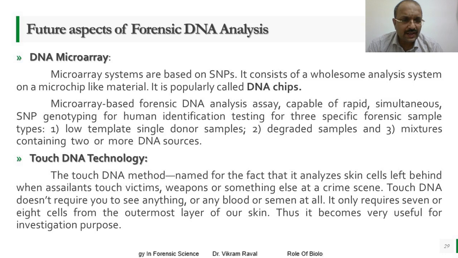Microarray based forensic DNA analysis and assays are capable of being a very rapid test. Simultaneously, many samples can be analyzed. SNP genotyping for human identification is used for 3 specific forensic sample types: low template single donor samples, degraded samples, and mixtures containing more than 2 DNA sources. These 3 types of samples can be obtained from various crime scenes, and DNA microarray based techniques help us in solving cases with all these 3 types.